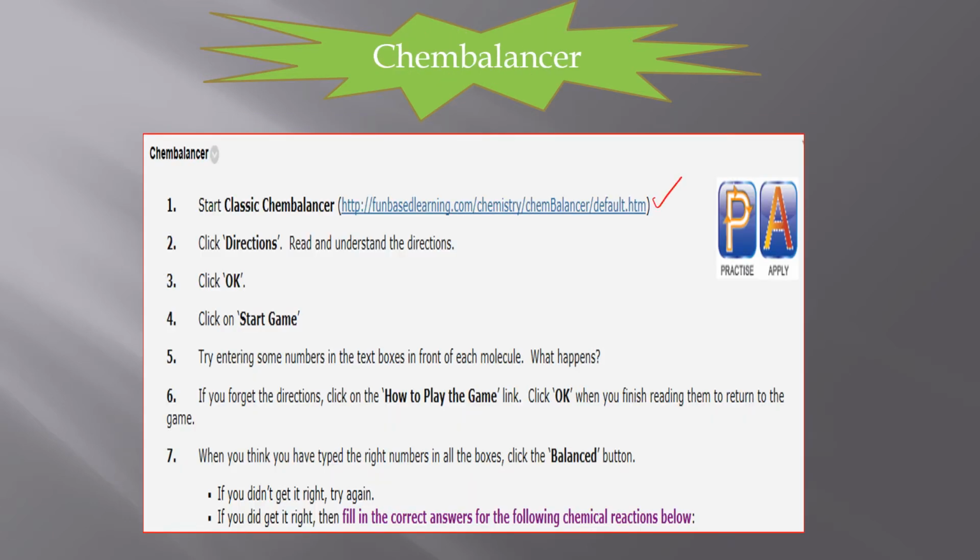Here's a little interactive thing for us to have a look at. Have a go at that one. Click on the directions, click OK, start your game, and have a crack at that one. I'll put the link below anyway.